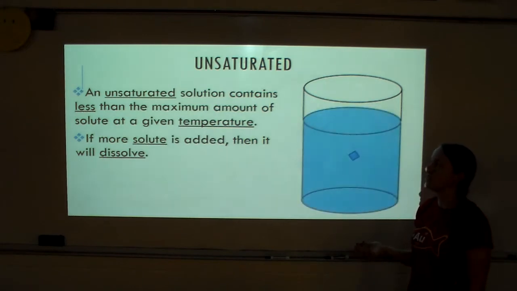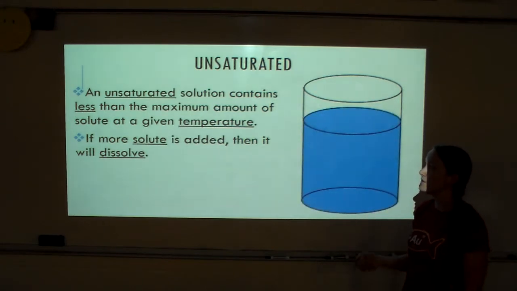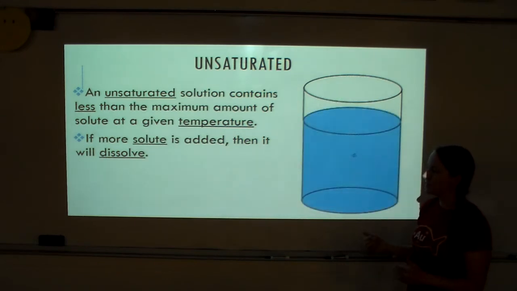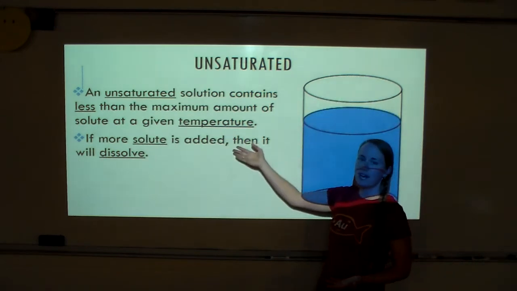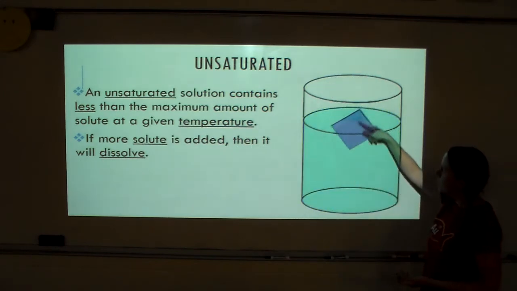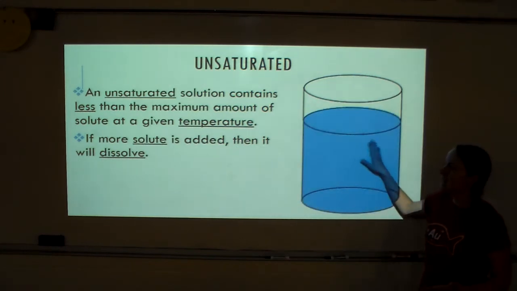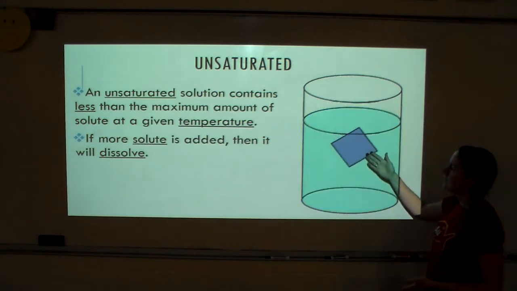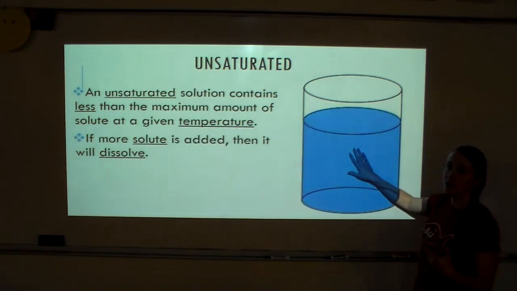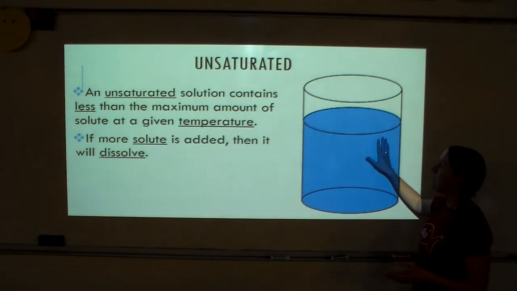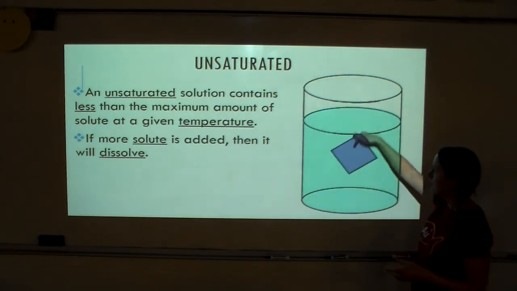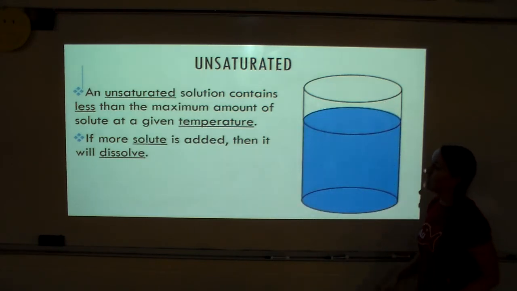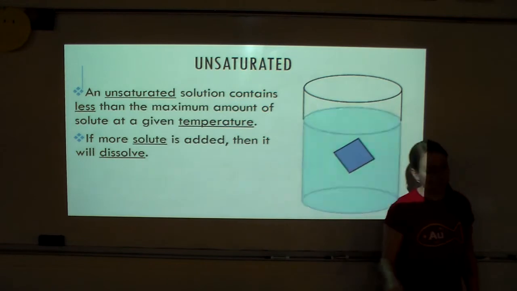An unsaturated solution contains less than the maximum amount of solute at a given temperature. So we've added some, but we haven't added the maximum amount yet. So then what happens if we add more? Well, if you add more, because it's not full yet, that extra solute will also dissolve. Okay, so that's what this picture is showing us. It's showing us blue, so the coloring is showing us how much is dissolved. So right here, we don't have much. We add a little bit more, so it dissolves and the color of the liquid gets darker. All right, so unsaturated has less than the maximum amount.